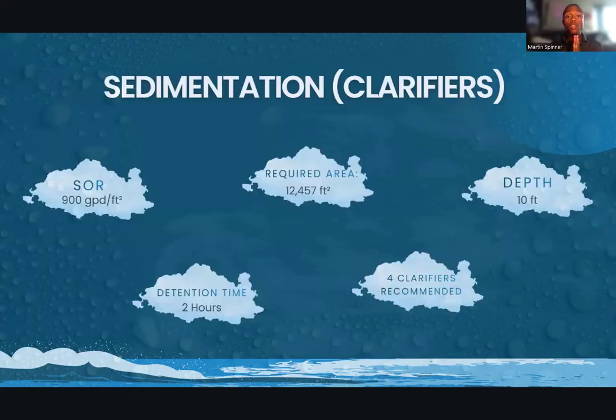Sedimentation is one of the most crucial steps for removing solids. Using a surface loading rate of 900 gallons per day per square foot, which is the standard for rectangular clarifiers, we calculated a required surface area of about 12,457 square feet. With a depth of 10 feet, this gives us a detention time of roughly 2 hours. To provide operational flexibility and ensure reliability, we propose using 4 identically sized clarifiers. This setup ensures the plant can continue operating effectively even if one unit is offline.